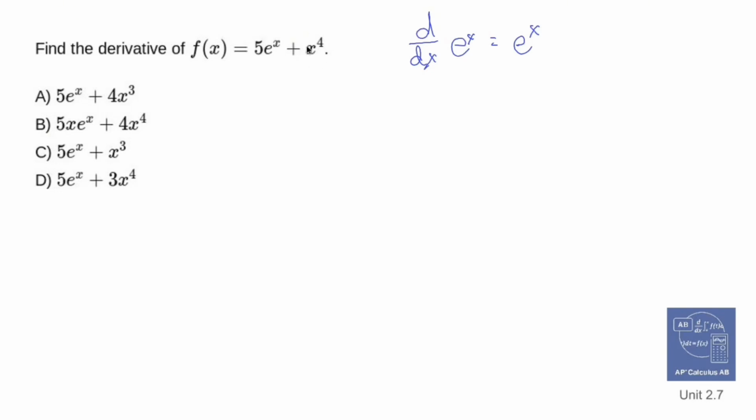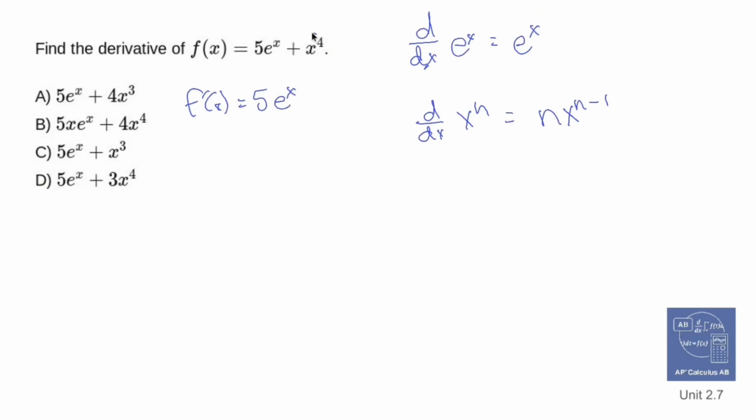If you're looking at x to the fourth, don't overthink it. That's just power rule stuff. That's d dx of x to the nth means you just drop down the n and subtract 1 from the n. So this is e to the x, nothing changes. This is power rule. If I were to multiply 5 times e to the x and then take the derivative of 5e to the x, nothing changes. So f prime is going to equal 5e to the x so far.